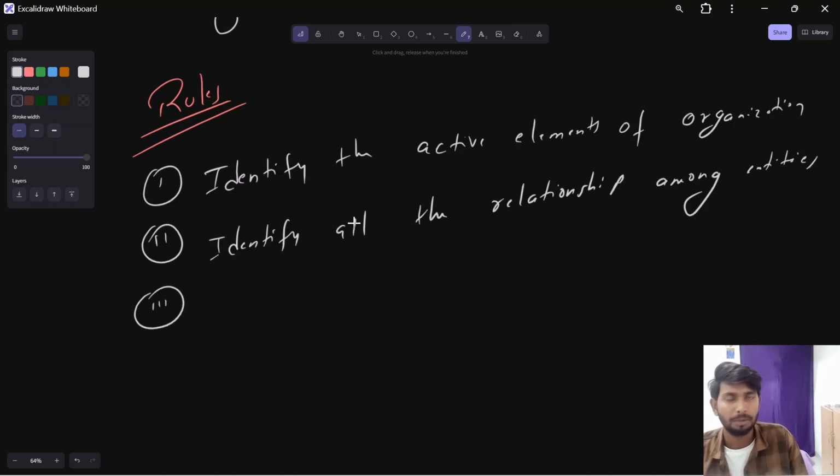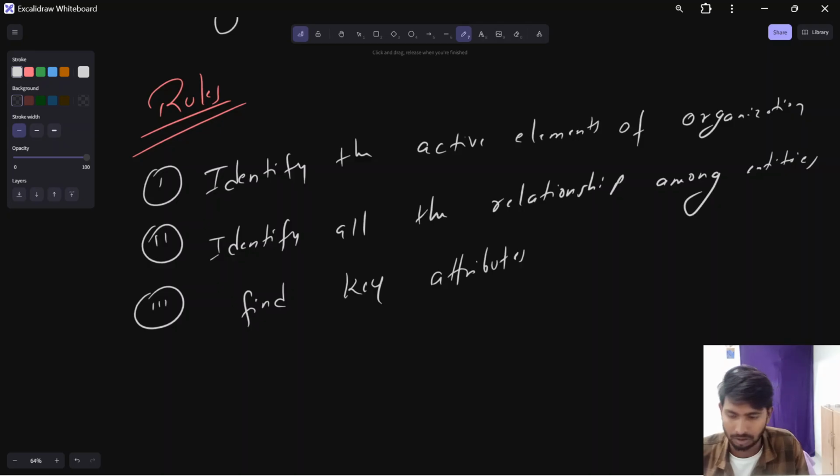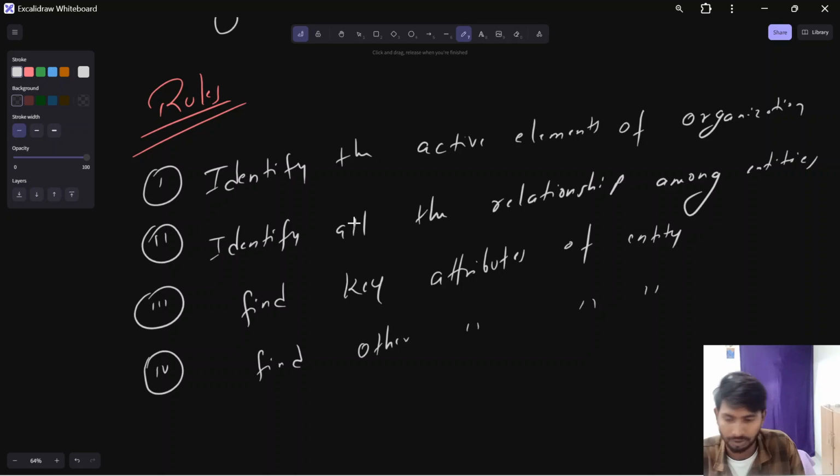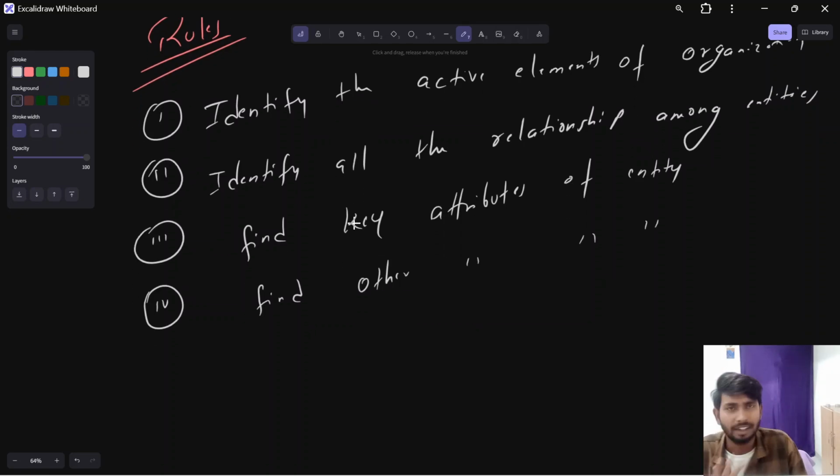Third, we have elements, then we have relations, and now we have to find the key attributes of entity. After that, we have key attributes, right? After that, we have to find the other attributes of entity. Okay, that's it. Now we can complete the diagram.